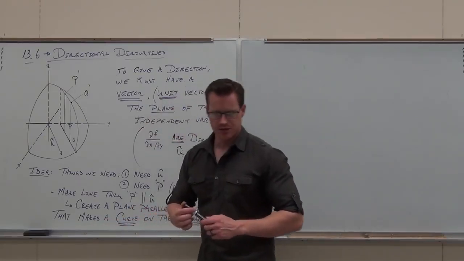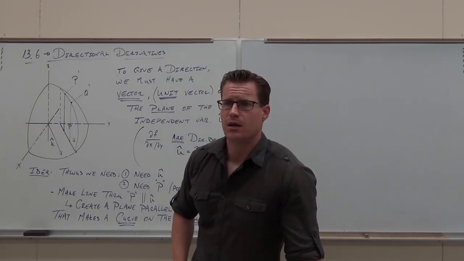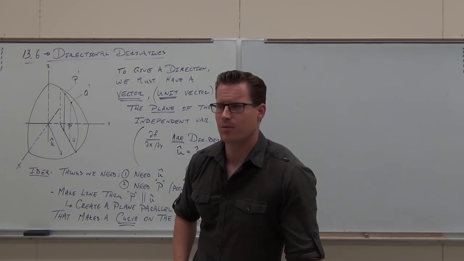I have some important questions. I'm going to write some stuff out, and then we're almost done with our proof. Are P prime and Q prime both on the surface? Are P prime and Q prime both on the same curve? Yes. Is that curve contained in one plane? Yes. What plane?